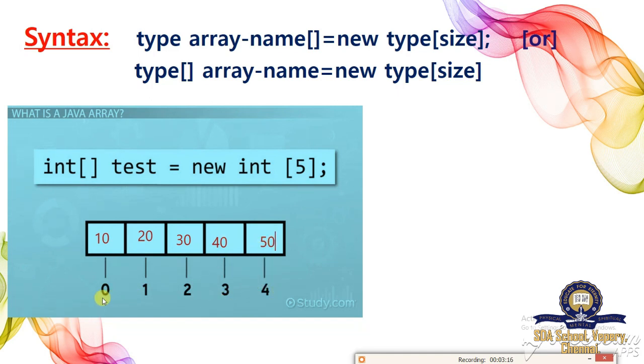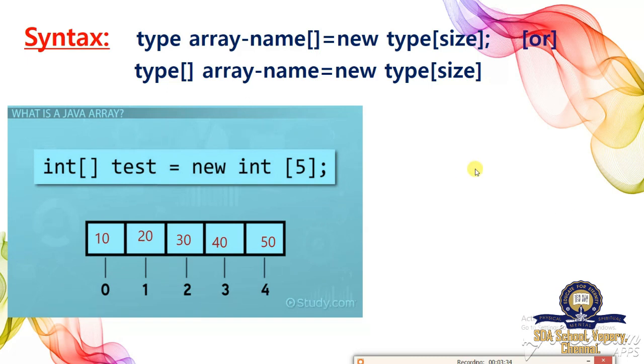So subscripts start from 0 and end with what? N minus 1, because the number of elements is 5, so 5 minus 1 is 4. So this is the syntax to declare the single dimensional array. This is the example for the single dimensional array.